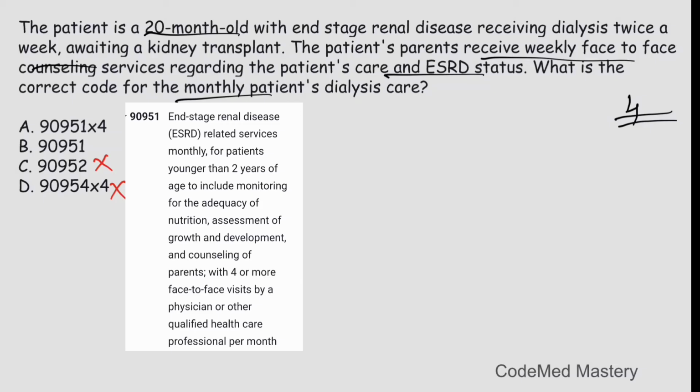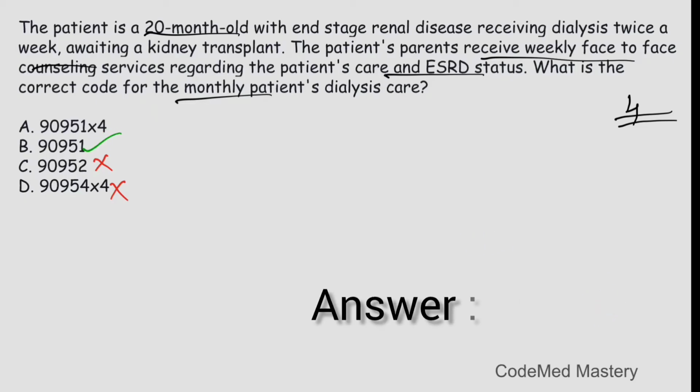Now we are left with option A and option B. That is, in option A, they have multiplied 90951 4 times. But remember that we should not multiply 90951 because that is for monthly service. So we have to report it only once. So the right answer is option B. I hope you're clear with it.